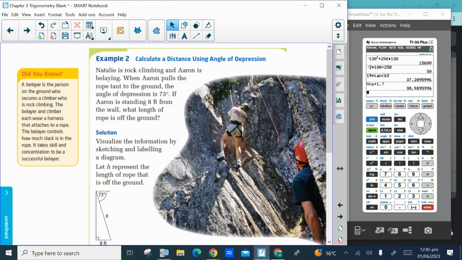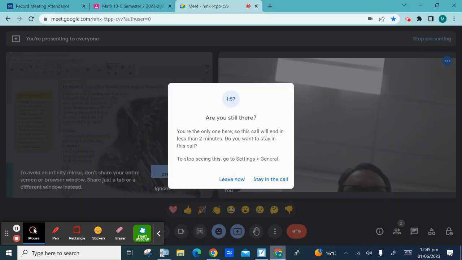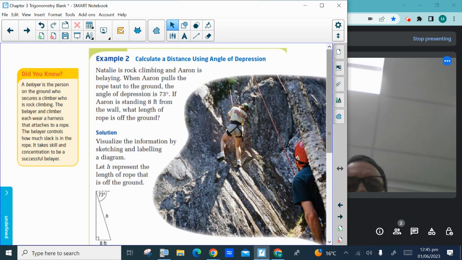So when Aaron pulls the rope taut, which means takes all the slack out of it, so the rope is straight, when he pulls it taut to the ground, the angle of depression is 73 degrees. If Aaron is standing 8 meters from the wall, what length of rope is off the ground?